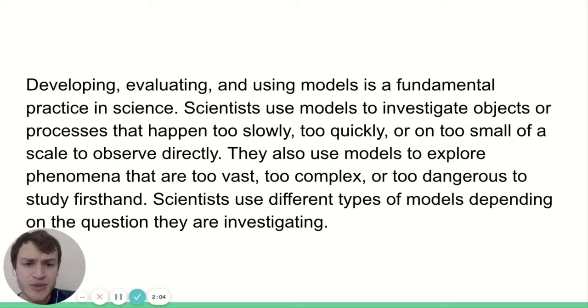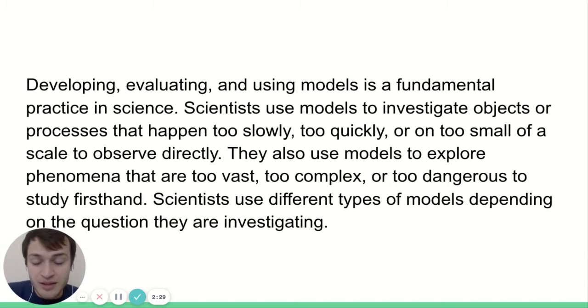Developing, evaluating, and using models is a fundamental practice in science. Scientists use models to investigate objects or processes that happen too slowly, too quickly, or on too small of a scale to observe directly. They also use models to explore phenomena that are too vast, too complex, or too dangerous to study firsthand. Scientists use different types of models depending on the question they're investigating.